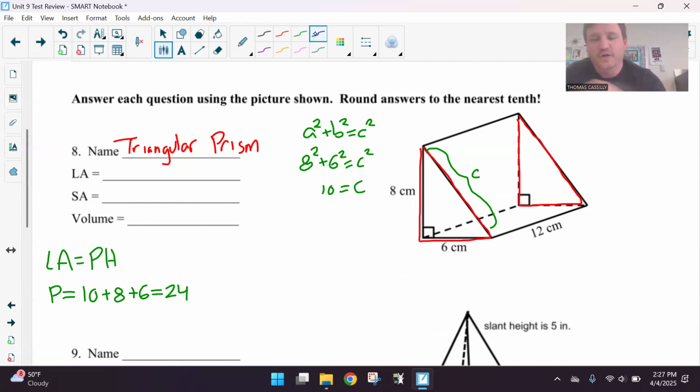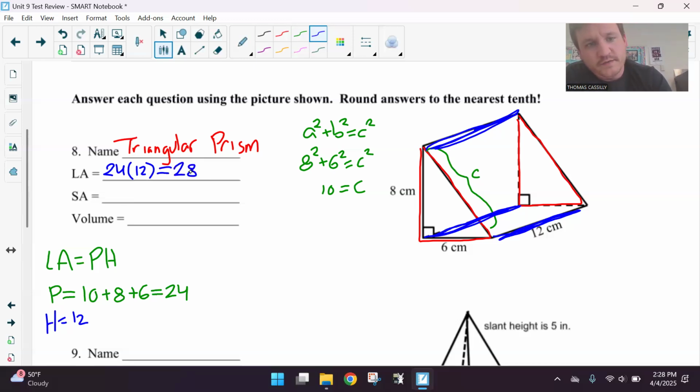Now the height, capital H, that is the distance between the two bases. So in this picture, that's the distance between our two triangles. So our height here, capital H, equals 12. All right, so the lateral area is just going to be the perimeter of the base times the height. 24 times 12. I don't know what that is. 24 times 12, 288. That's 288.